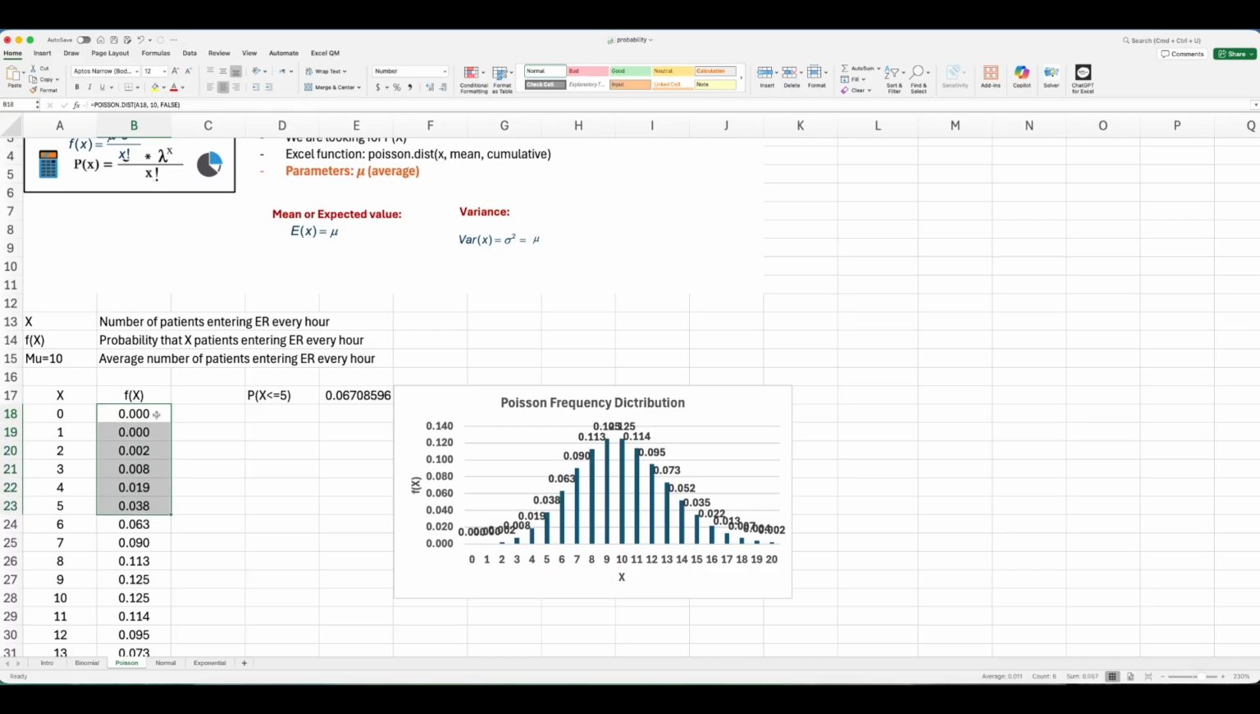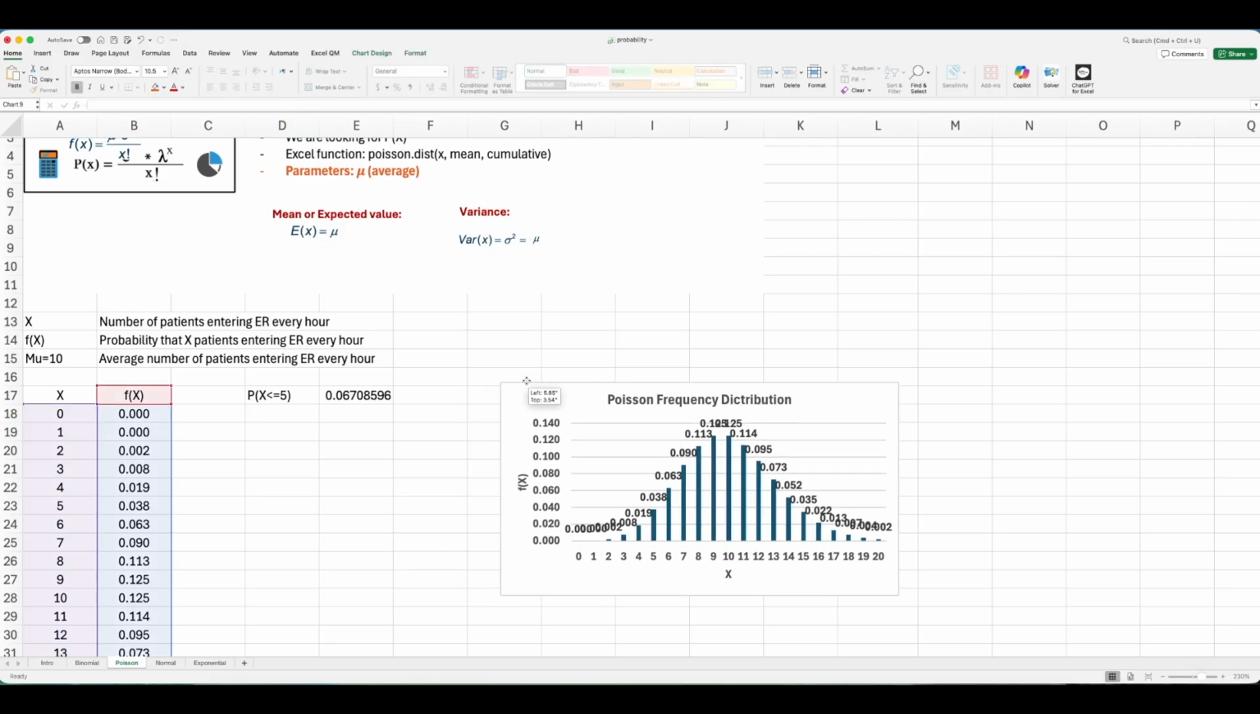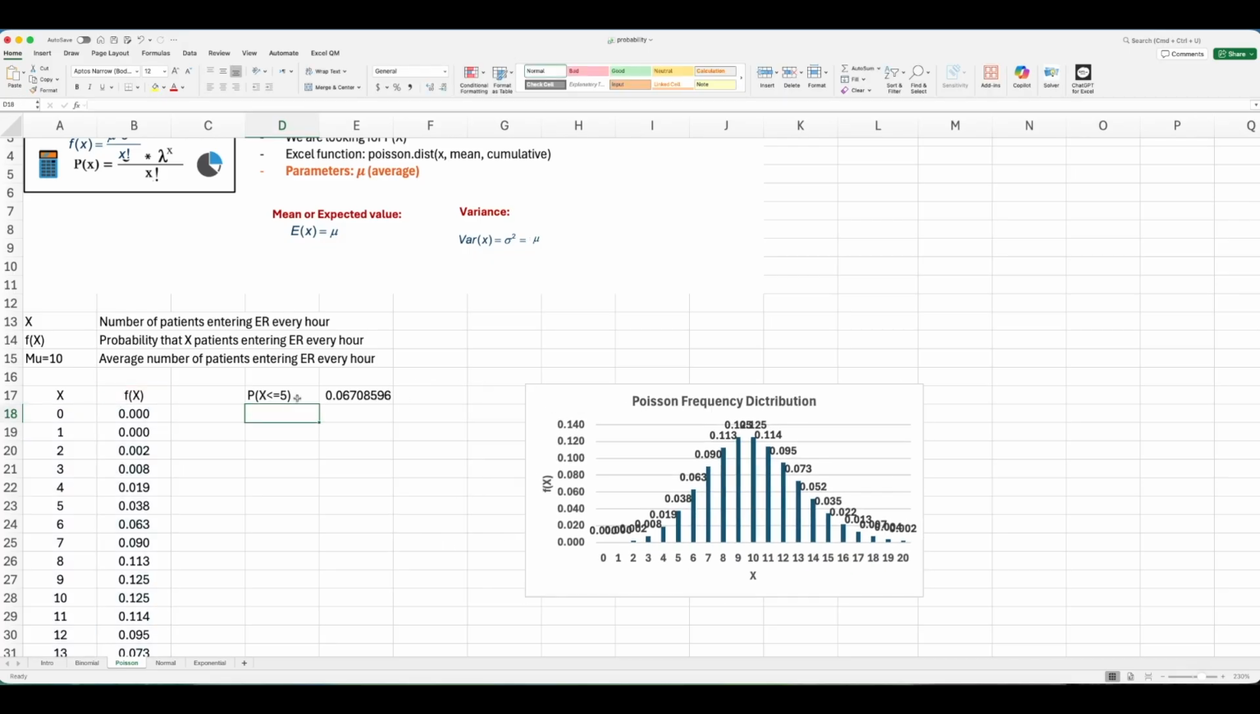If I add these bars together, that's the same cumulative probability, because the probability of X less than or equal to 5 is the same as the probability that X is 5 or 4 or 3 or 2 or 1 or 0. So I can add these numbers, I can say the sum of these probabilities, and you can see that we get almost the same number.